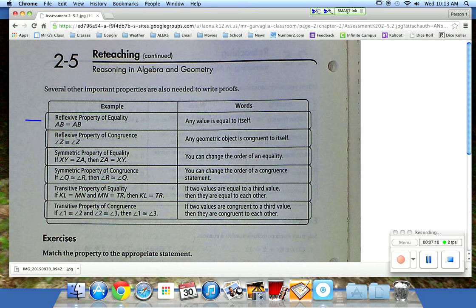When two things are congruent, what does it mean? They're the same. They're equal, right? We use congruency when we talk about angles. It's a geometric term, okay? When we're talking about angles, we use congruency.